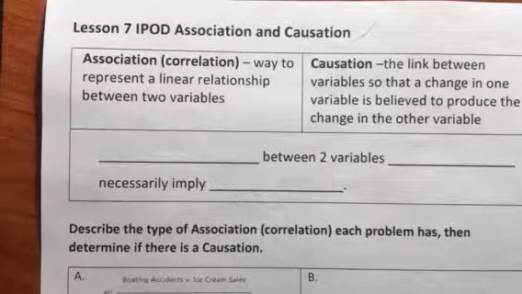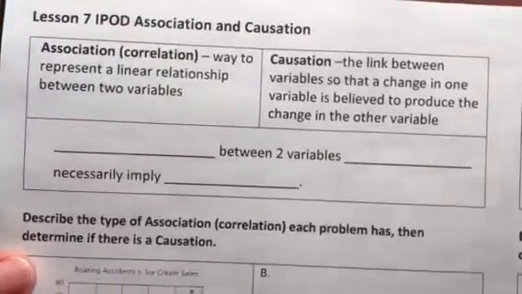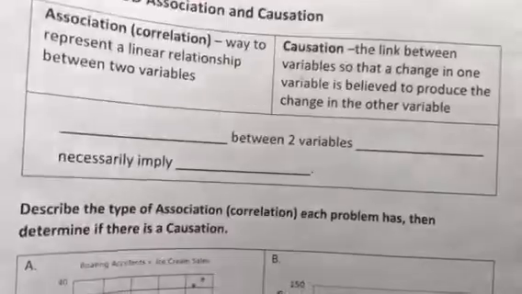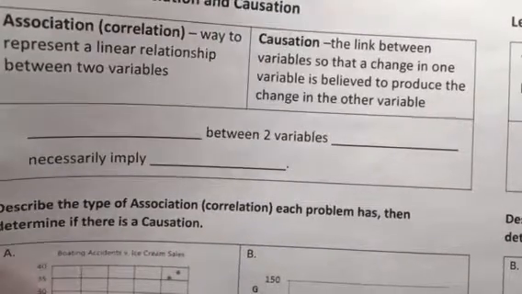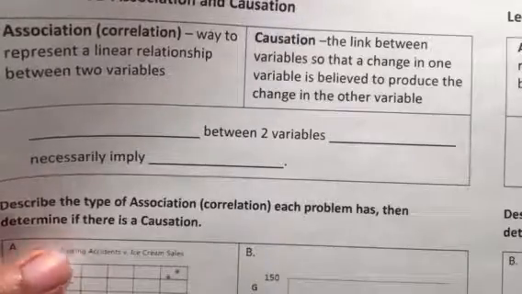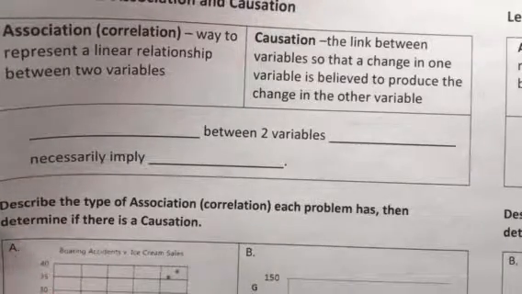Today we are going to cover Lesson 7, Association and Causation. Association is a way to represent a linear relationship between two variables, and causation is the link between the two variables so that a change in one variable is to produce a change in the other.